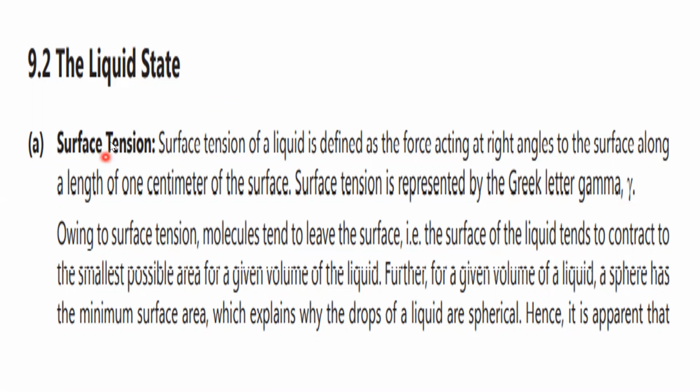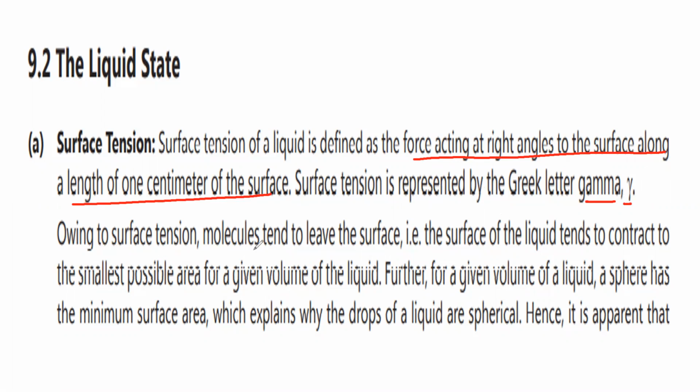So, surface tension. The first topic in this liquid state is surface tension. Surface tension of a liquid is defined as a force acting at right angles. The important statement here is: the force acting at right angles to the surface along a length of 1 centimeter of the surface is called surface tension. Surface tension is represented by the Greek letter gamma.